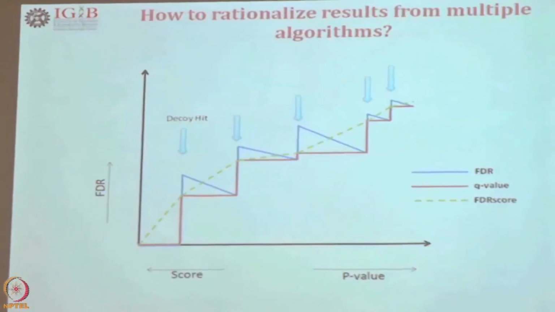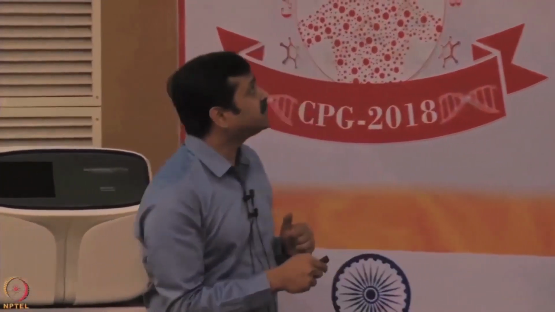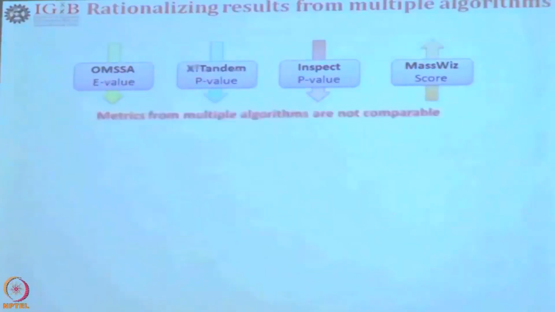What was interesting is that all the methods, irrespective of whether it is Mascot, SEQUEST, X!Tandem, whatever you take, this green line, the behavior of this green line, was preserved. So, it was easier for us to create a cutoff for the FDR score and then use that FDR score for all the methods and choose the peptides.